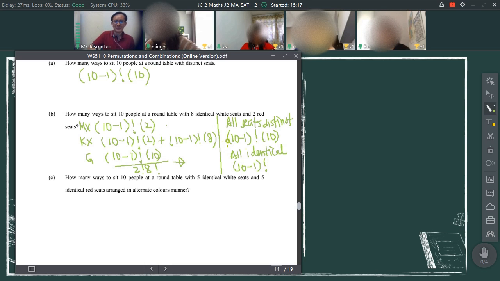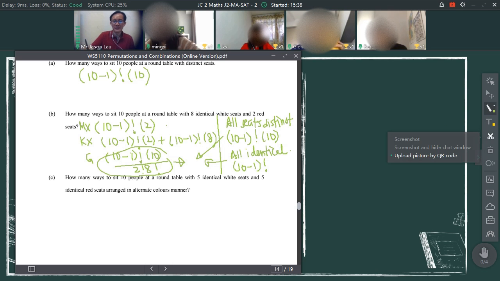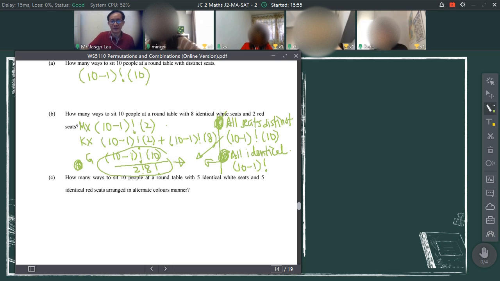What I'm trying to say is that, do you see that this one is actually in between them? All the seats are identical, and all the seats are distinct. And this one is somewhere between these two extreme categories. When you do a question like that, you also need to feel how big the number is from the extreme cases that you got, because these two are extreme cases. Then the answer for this one must be between them, because they have some identical seats, some are different.